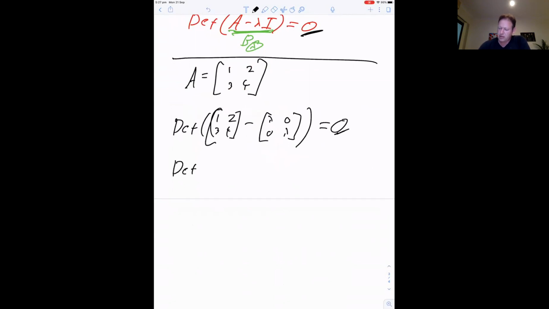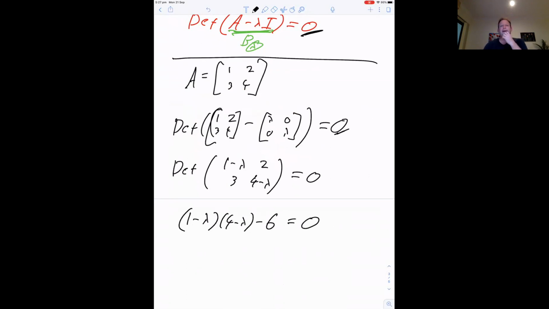And that's the determinant of 1 minus lambda, 4 minus lambda, 2, 3 equals 0. So the diagonals, you subtract the lambda from the diagonals. Now, you can compute this, so that would be 1 minus lambda times 4 minus lambda minus 6, right? That's a product of these two guys. That's 0, and that gives us an equation for lambda. What kind of equation is this?